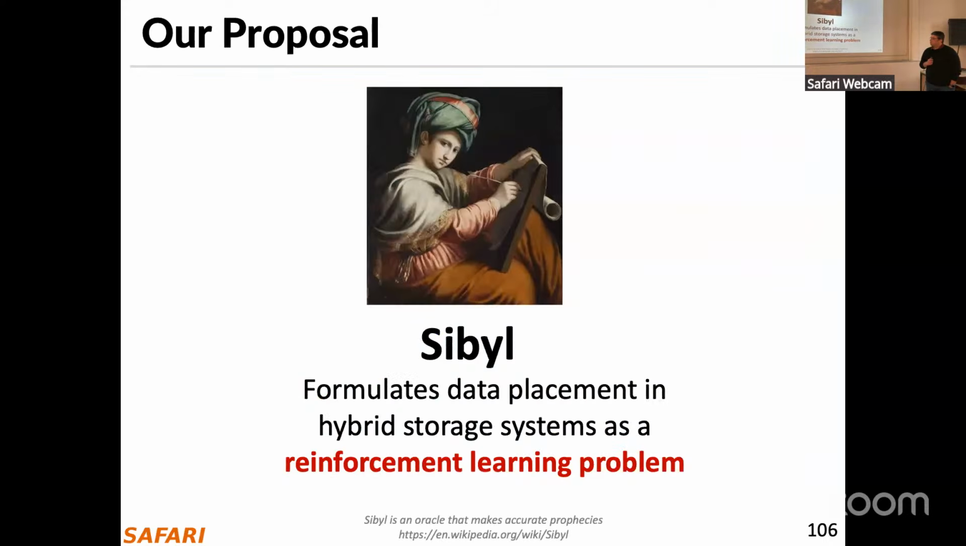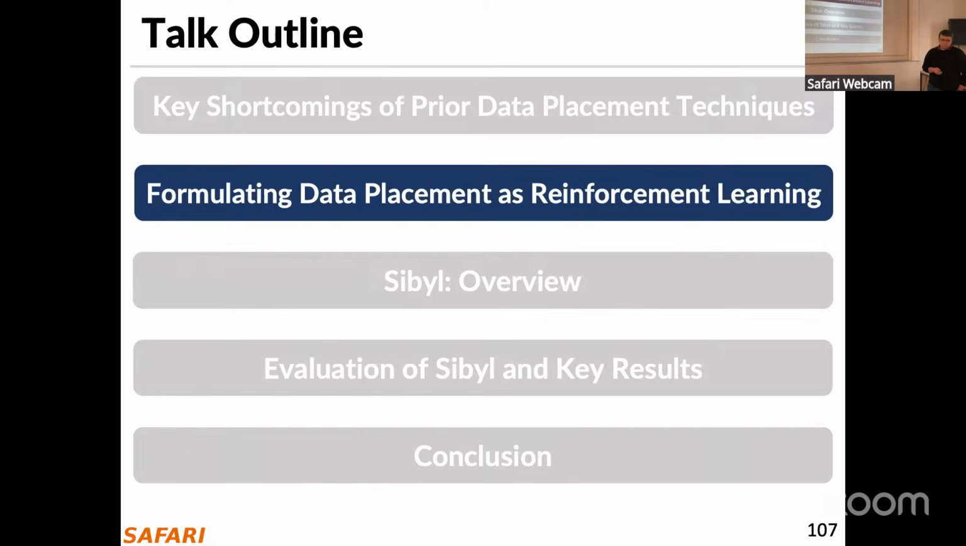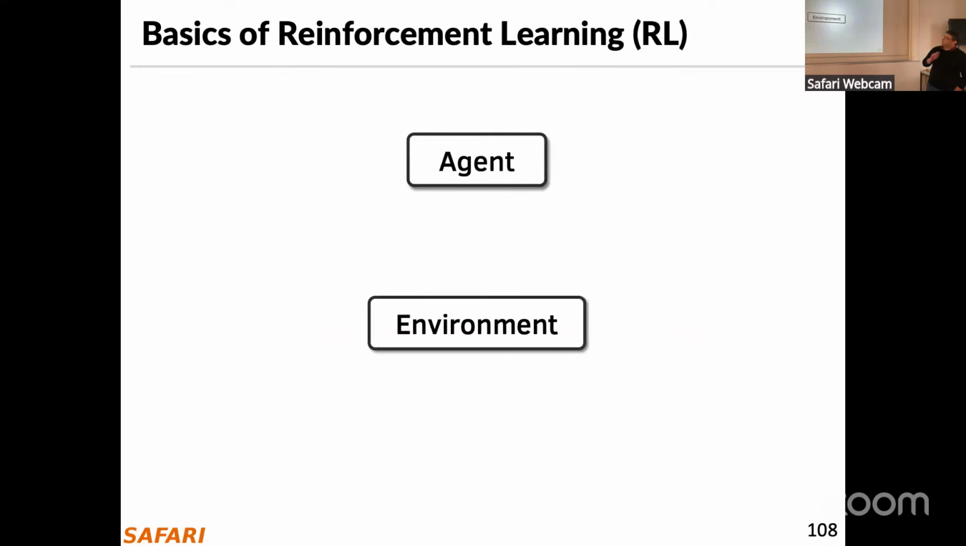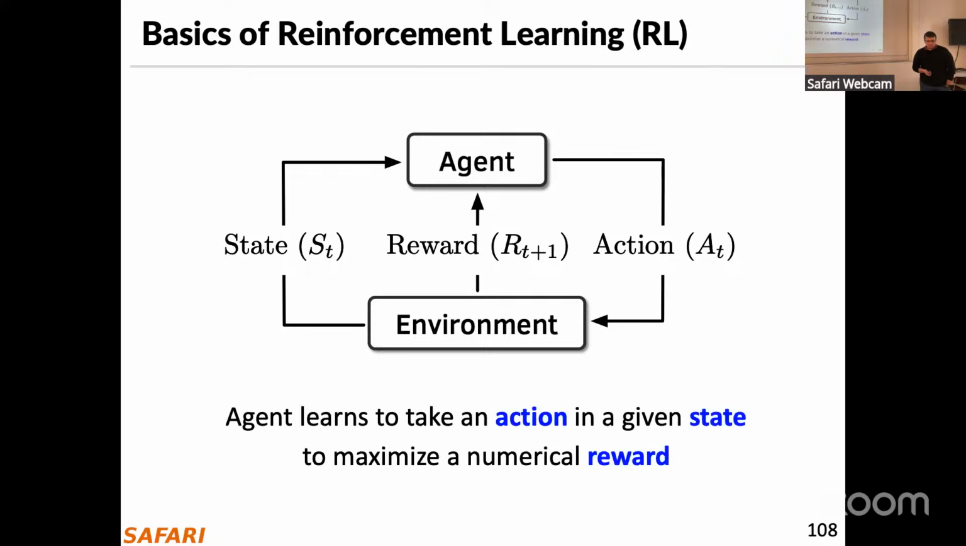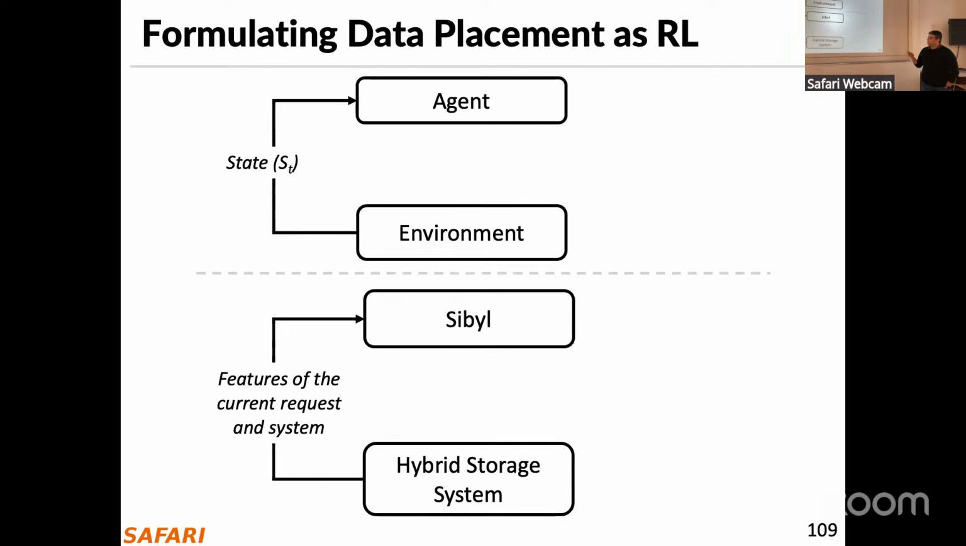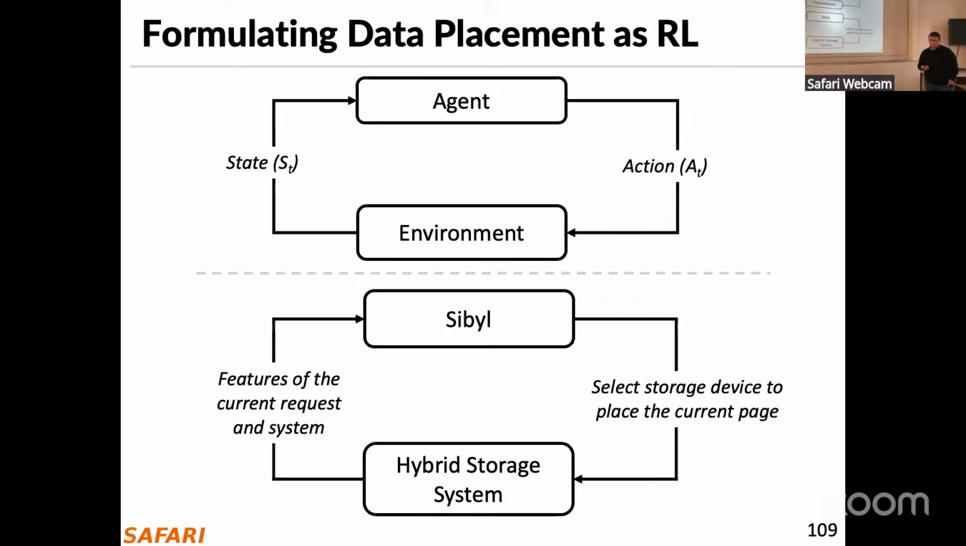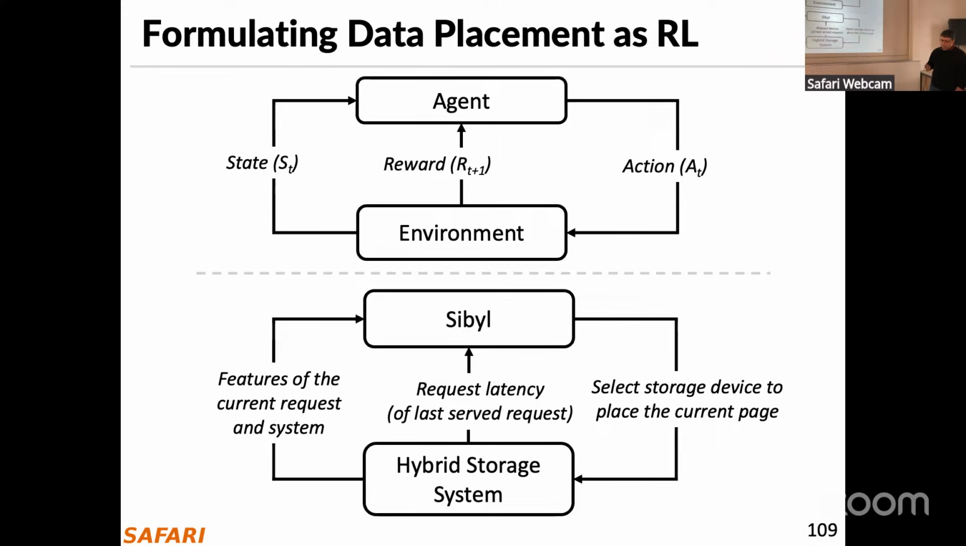So this is Sybil, which formulates data placement in hybrid storage systems as a reinforcement learning problem. I will not go into the basics of RL again; Rahul has already covered it. But this is how we design Sybil. We have the agent, which is Sybil. The environment is the hybrid storage system. Sybil looks at the features of the current request from the environment, and it performs an action, which is to select a storage device to place the current data. And the most important thing, the reward, is the request latency of the last served request from the environment.